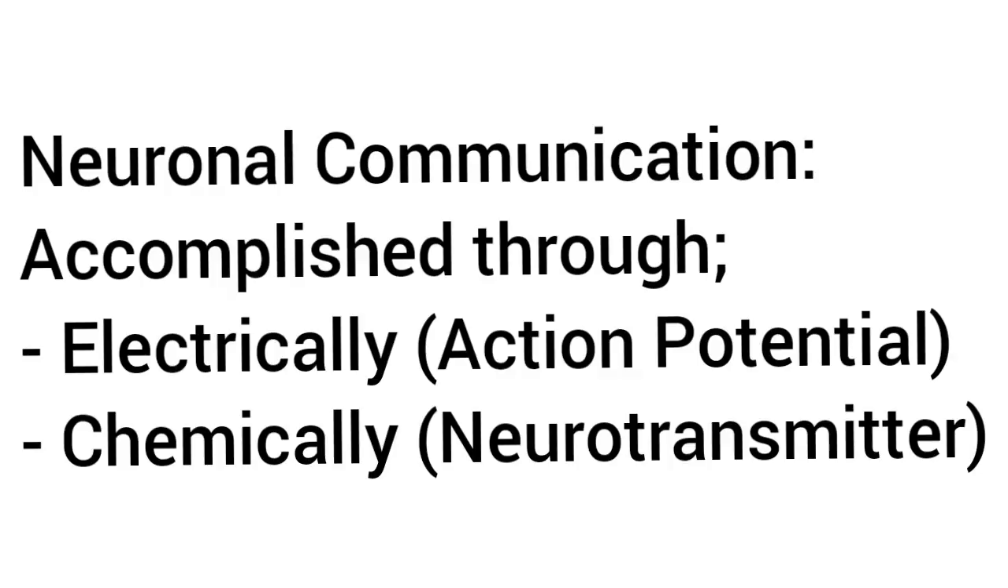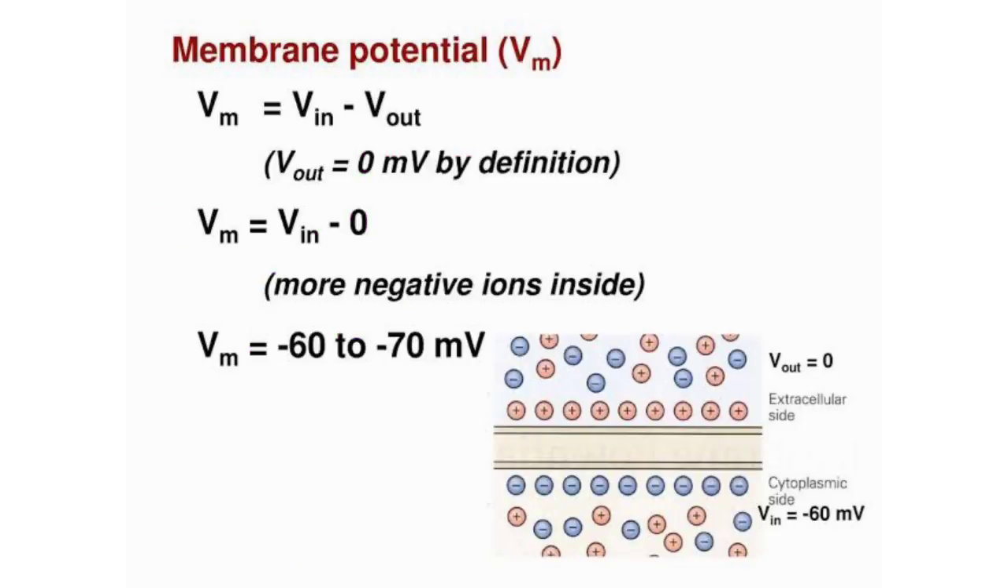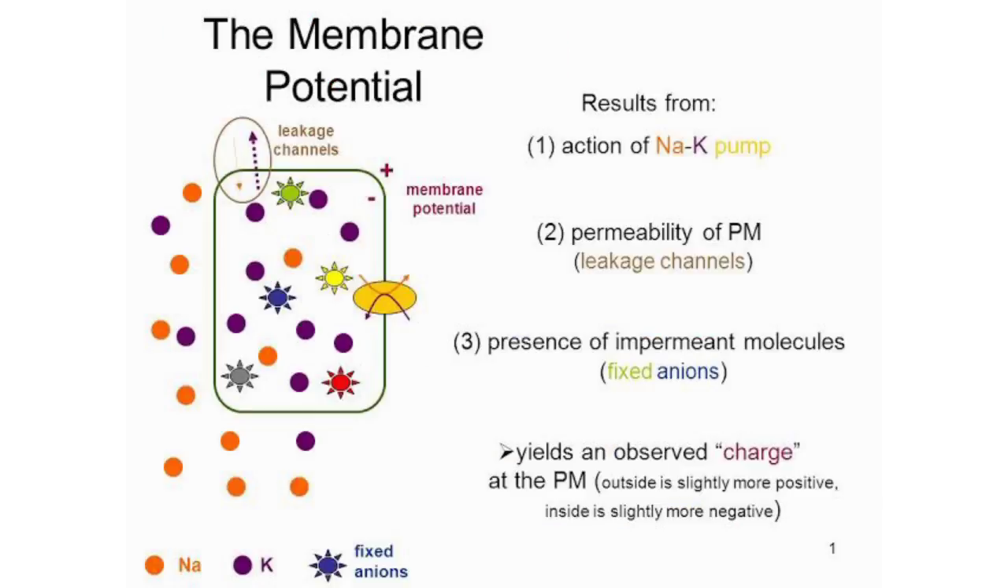Neuronal communication is first accomplished via action potential, and second through neurotransmitters, which is chemical. And we'll see resting membrane potential, which is the static membrane potential in quiescent cells. In nerve cells, it is minus 70 millivolts. This potential is maintained by the sodium-potassium pump.